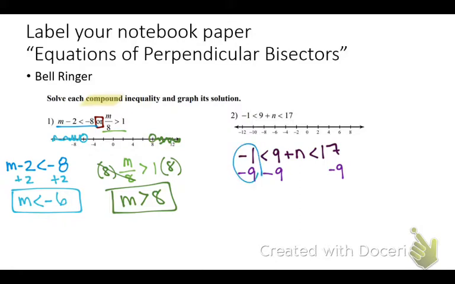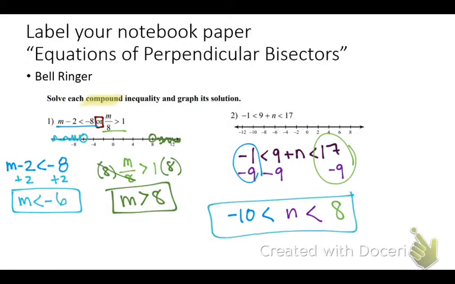What's minus 1 minus 9? Negative 10. All right, and then 9 minus 9 is 0, so we'll just have n. And then the last, 17 minus 9, which is 8. You're good. So this is our answer.